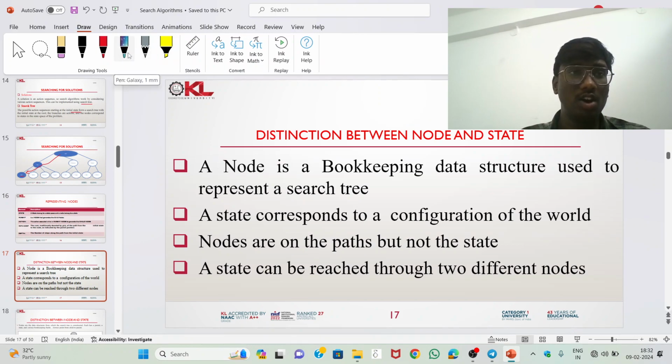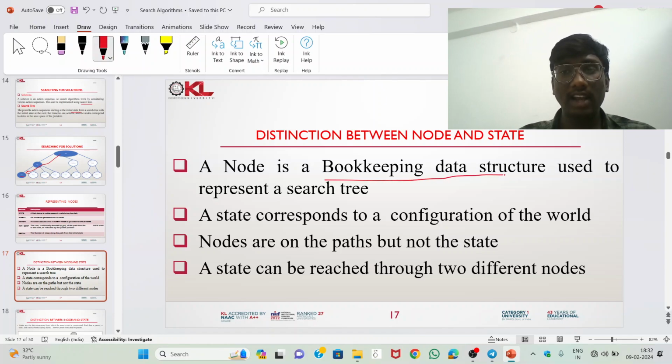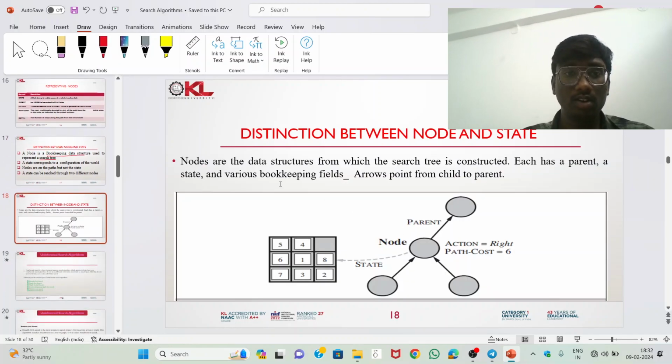Distinguish between node and state. A node is a bookkeeping data structure used to represent a search tree. A state corresponds to a configuration of the world. Nodes are on paths, but states are not. The same state can be reached through two different nodes. Nodes are data structures from which the search tree is constructed. Each has a parent, a state, and various bookkeeping fields.